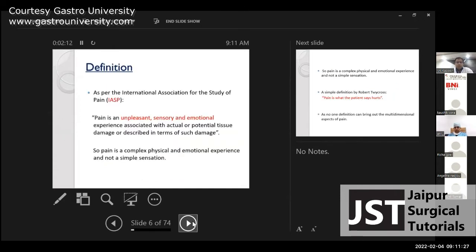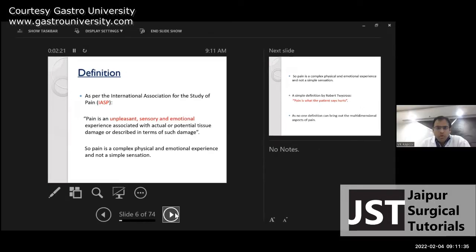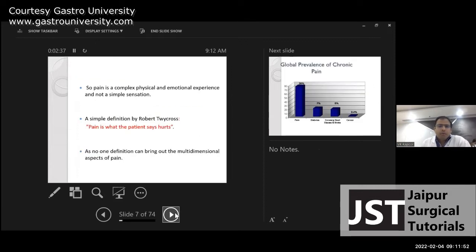The International Association for the Study of Pain defines pain as an unpleasant sensory and emotional experience which is associated with actual or potential tissue damage, or described in terms of such damage. It means pain is not only a physical pain, it is also a sensory and an emotional experience of the patient. Pain is a complex physical and emotional experience, not a simple sensation.